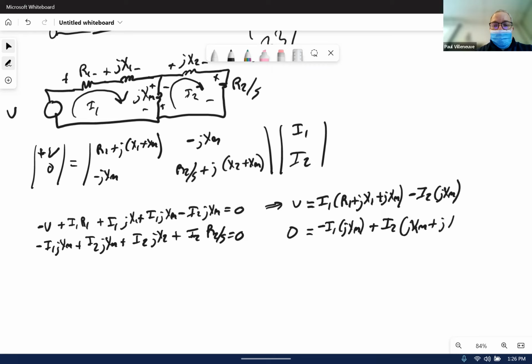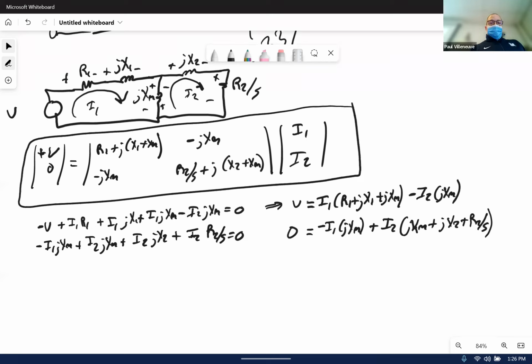JXM plus JX2 plus R2 over S. And then I just put it in matrix form so that I'm right over here. Okay. Is that better? Go through that slower? Easier to follow?